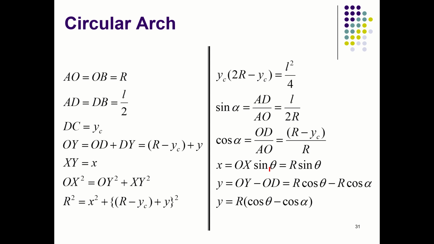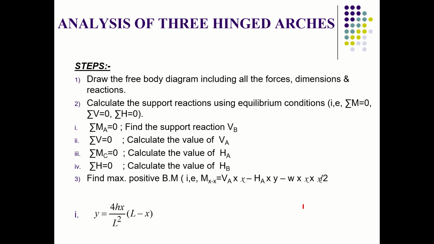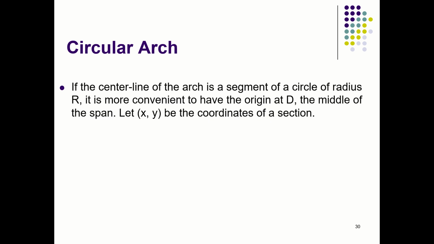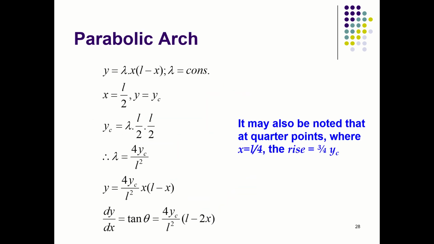x is equal to OX sin theta, which is equal to r sin theta. y is equal to OY minus OD, which is equal to r cos theta minus r cos alpha. Taking r common, y is equal to r into cos theta minus cos alpha. So these were some basic formulas for the circular arch and the parabolic arch.